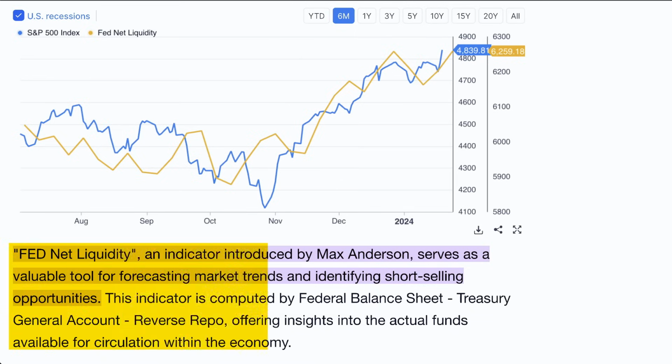Looking at this, it's an indicator introduced by Max Anderson, serving as a valuable tool for forecasting market trends and identifying short selling opportunities. This indicator is computed from the Federal Reserve's balance sheet. Then you look at the Treasury General Account and then the reverse repos, offering insights into the actual funds available for circulation within the economy. This is what we do.